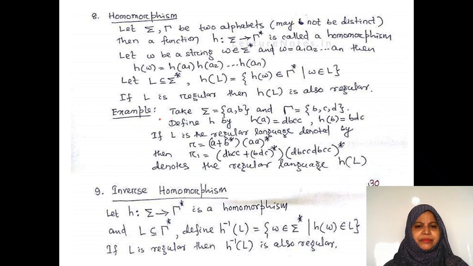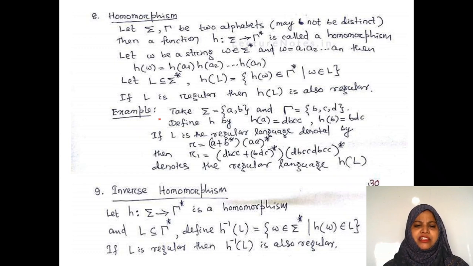Next one is the homomorphism. Here, let sigma and gamma be two alphabets, then the function h is called a homomorphism. Let W be a string, W belongs to sigma star and W equals A1, A2 up to AN, then h of W equals h of A1, h of A2, up to h of AN. If L is a regular language, then h of L, the homomorphism of L, is also regular.